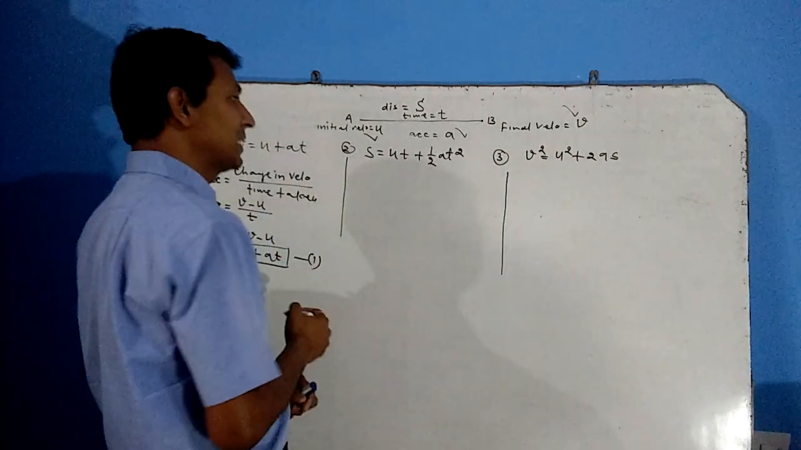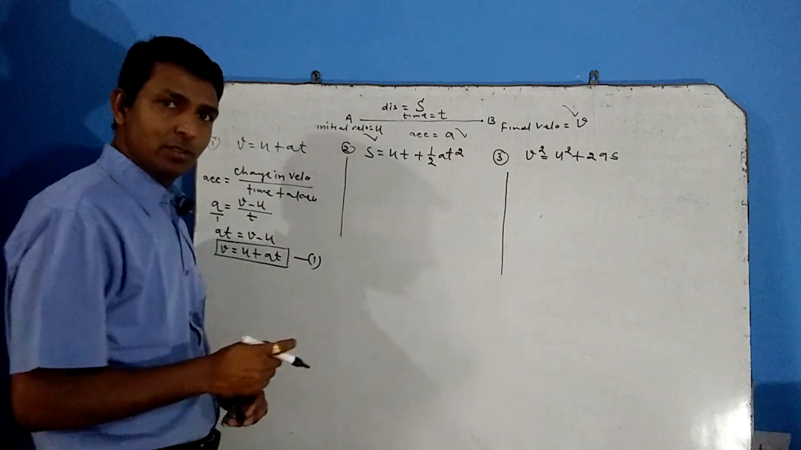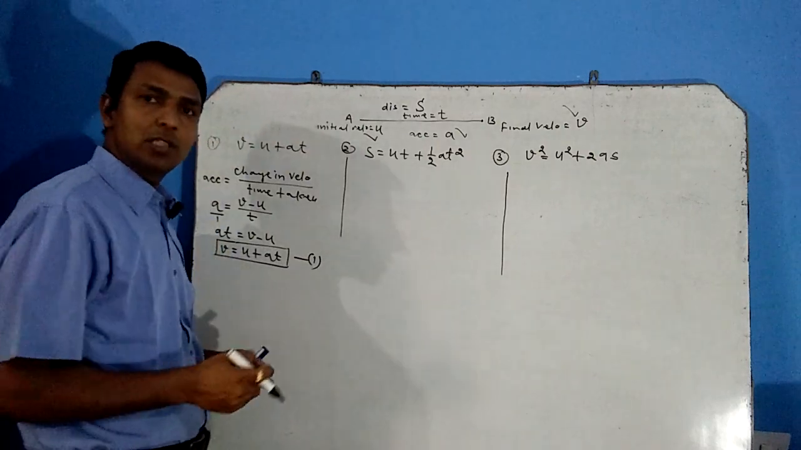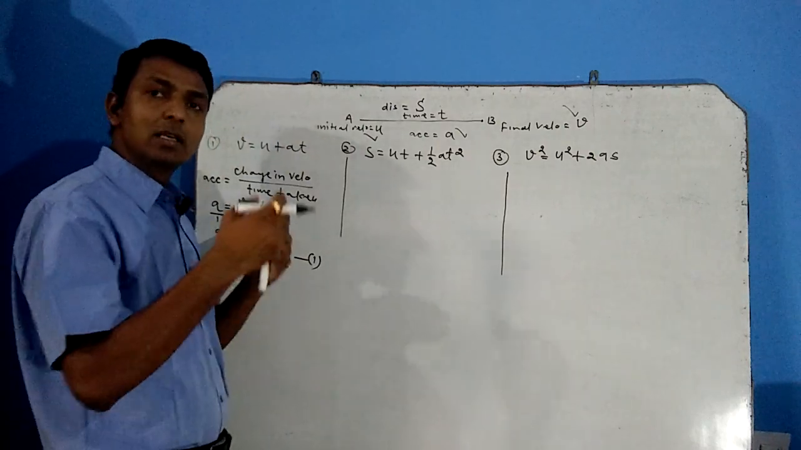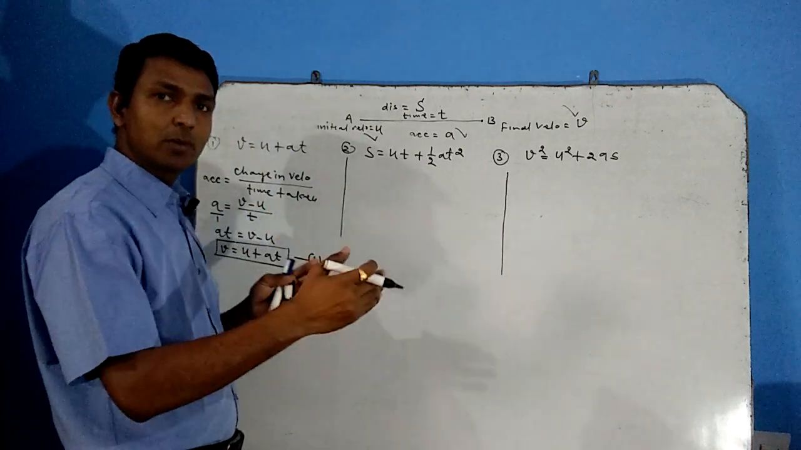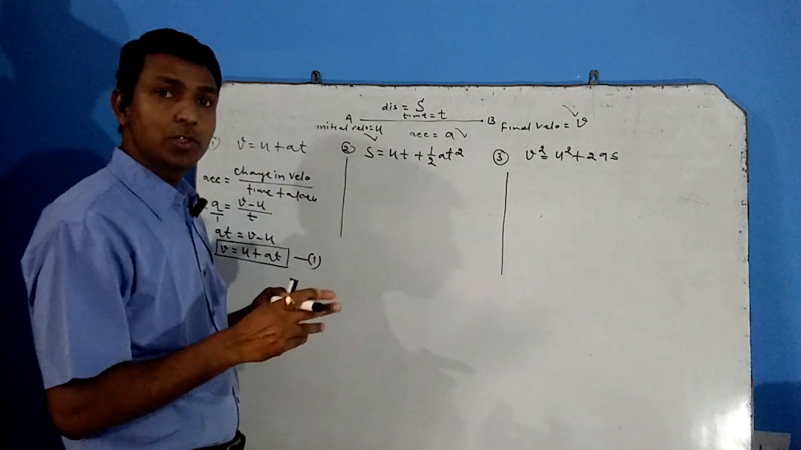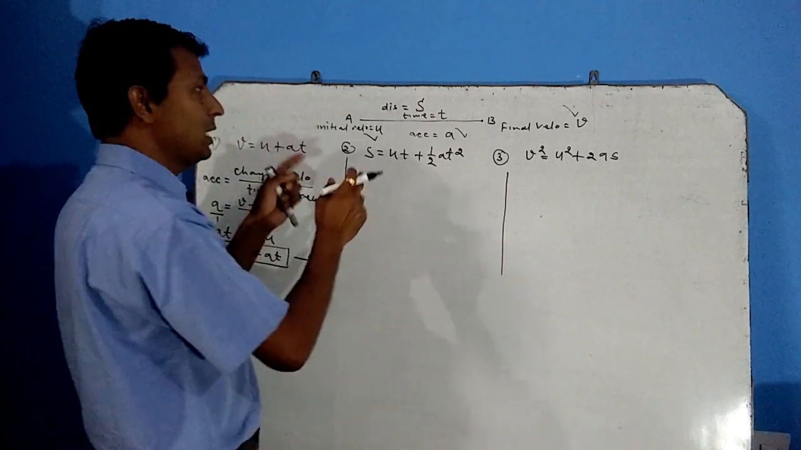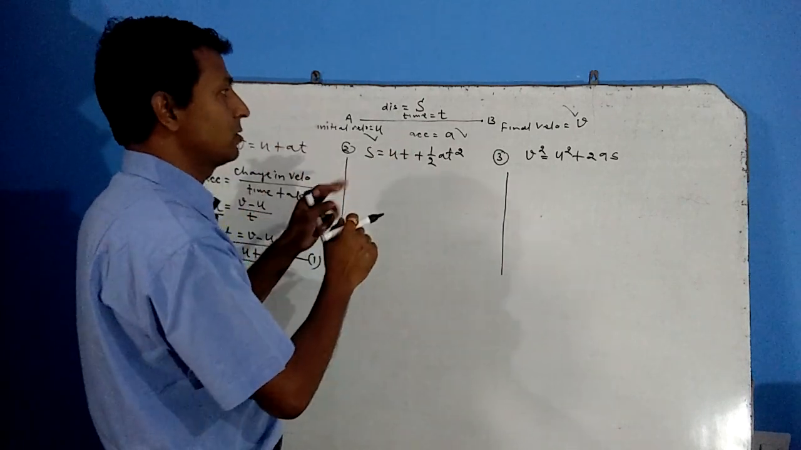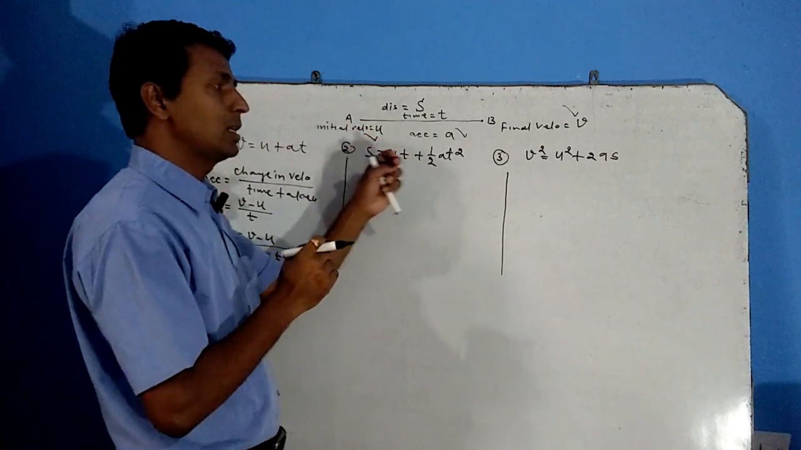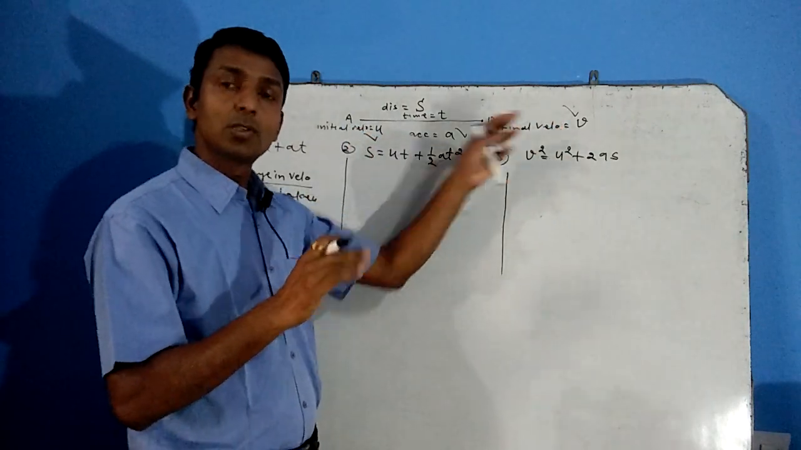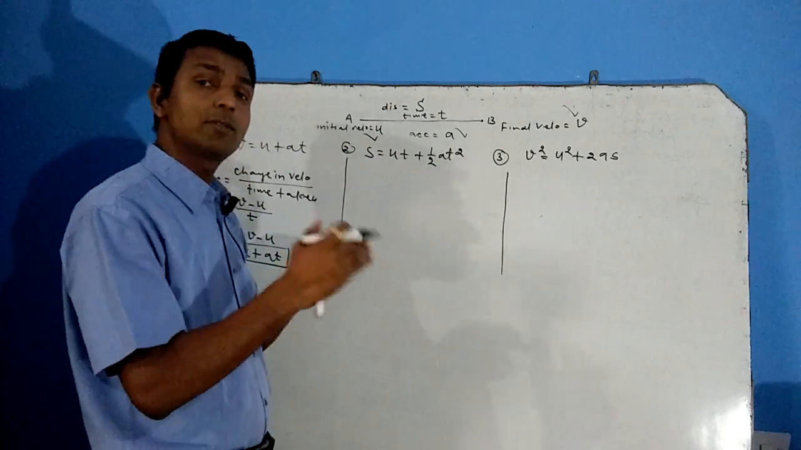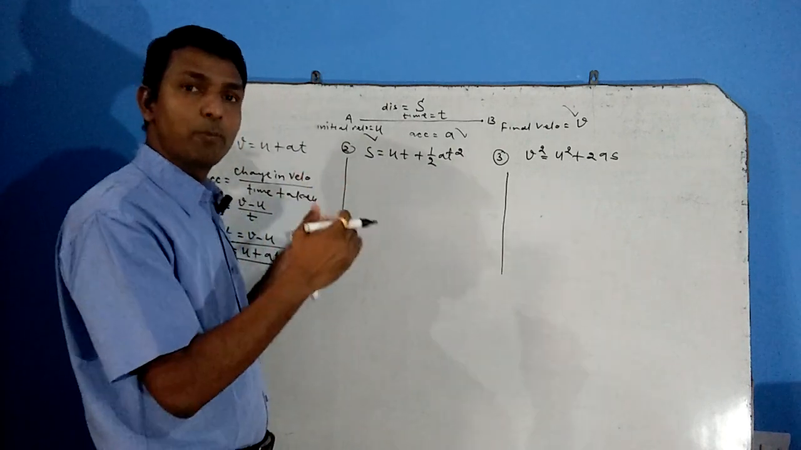Let's come to the second thing, average. The very simple concept of the average is the sum of observations upon the total number of observations. So how many observations do we have in this derivation of the velocity? We have two observations of velocity: one is initial velocity and another is final velocity. So what will be the average velocity? Average velocity will be u plus v upon 2.